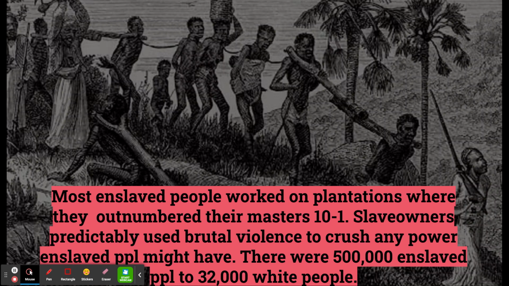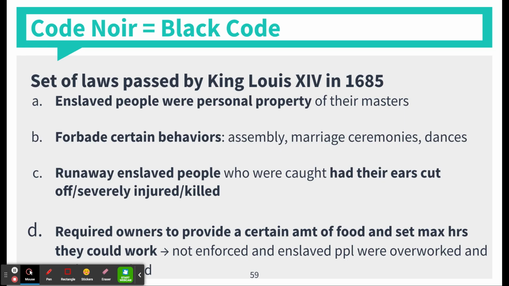One more piece of information before I have you stop and answer a question. There was something known as the Code Noir, or the Black Code. It was a set of laws passed by King Louis XIV all the way back in France. Enslaved people were personal property of their masters. Certain behaviors were banned: assemblies, marriage ceremonies, dances, things that are very important to people in terms of building traditions and community and culture and love, and all things that bring people joy. I want you to think about why they banned assemblies and marriages and dances.